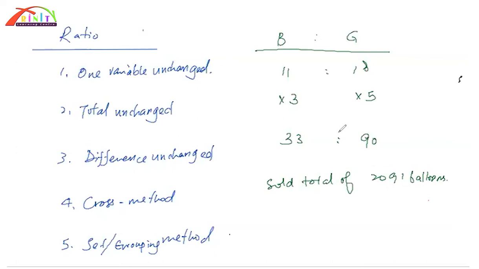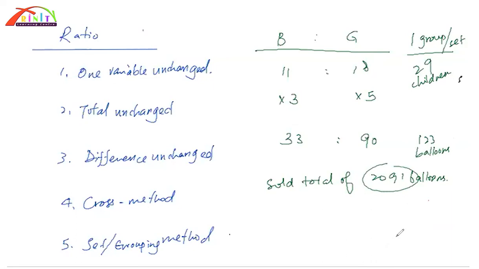So the first thing you do now is you need to form one group or set. They're just different words meaning the same thing. One group is made up of 29 children. One group is also made up of 123 balloons. And then now I ask you this. If there were 2,091 balloons sold that day, how many girls were there at the fair selling balloons?